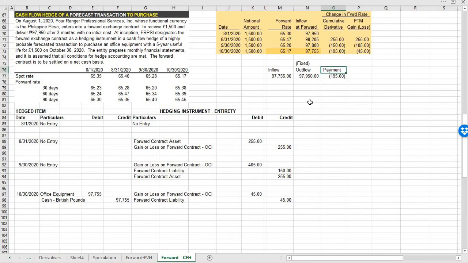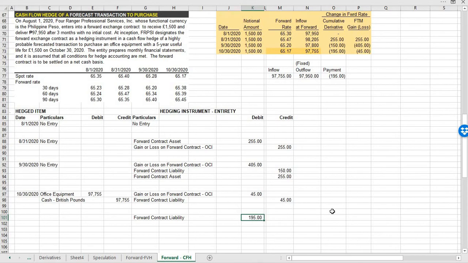So, let's record the settlement. To settle, syempre, debit tayo ng forward contract liability at 195. Ibig sabihin daw, kung ano pala yung balanse ng ating derivative, yun yung ating isa-settle. Since liability yung balanse, tapos 195, magbabayad tayo kasi liability. Tapos kung ano yung balanse niya, yun na yung ating payment.